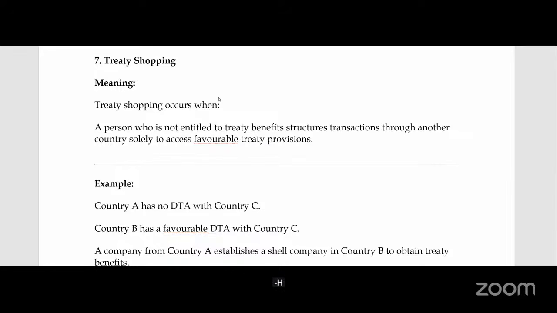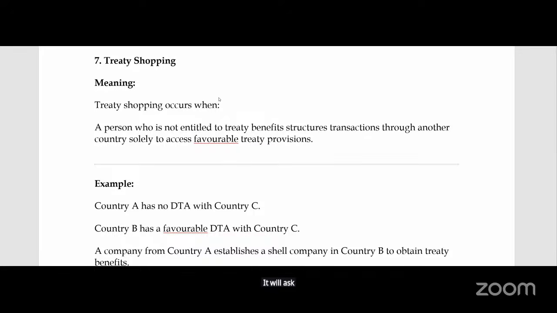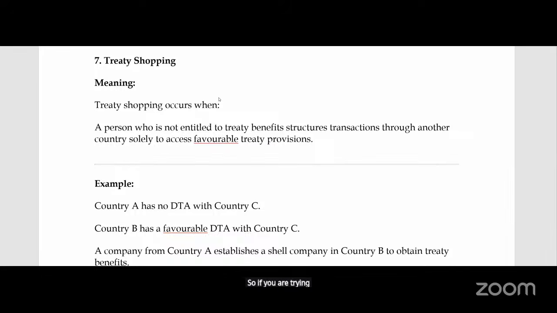Yes. Because the law knows that it can't cover all loopholes, it brings what we call anti-avoidance provisions. These are provisions specific to the known loopholes, and ones that are general. If you do any transaction in Ghana that the commissioner does not understand, he will ask you questions, and where he still does not understand, he will disallow it. Then you file an objection so that he can understand. So if you are trying to exploit a loophole, it will all come out.